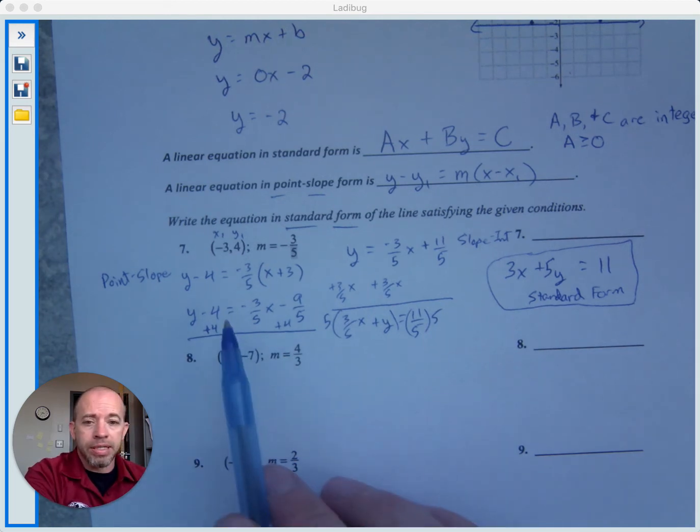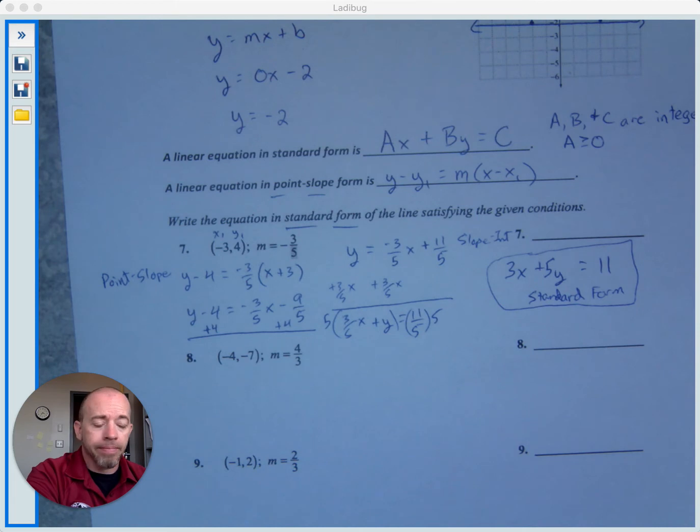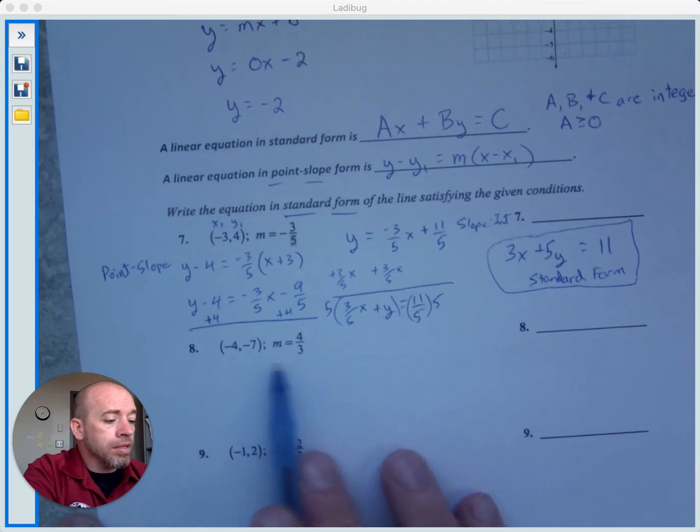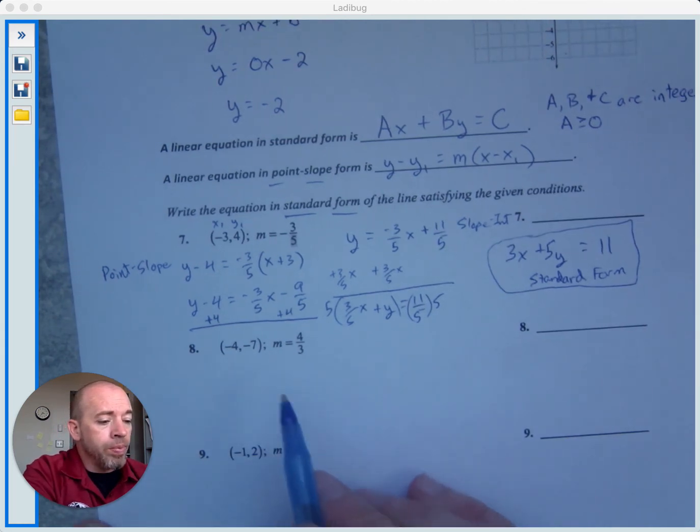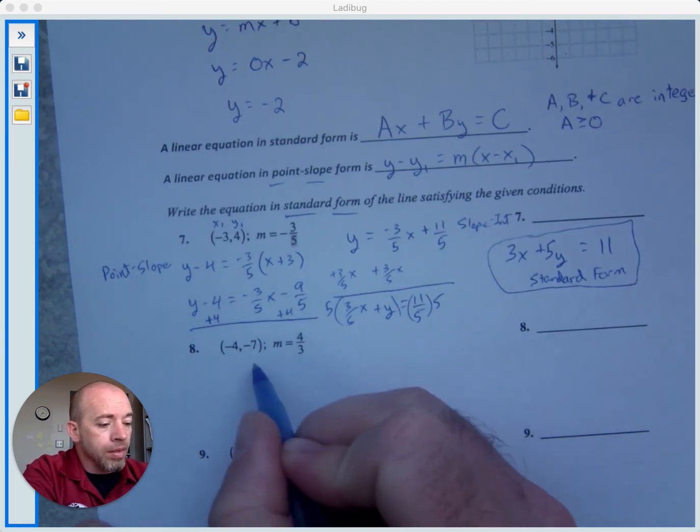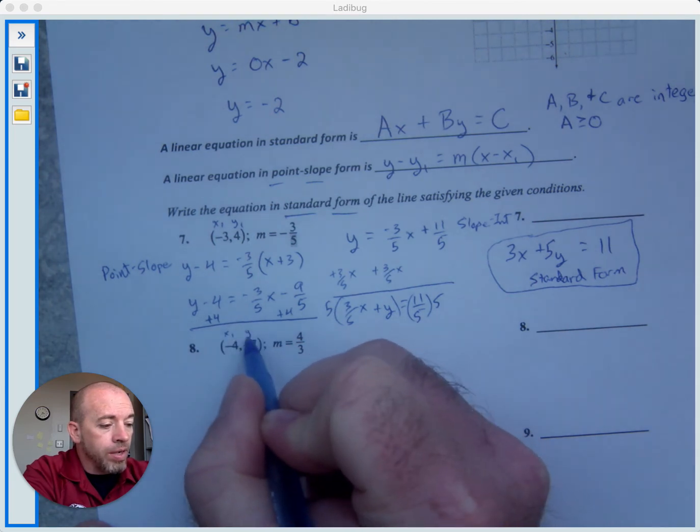Follow this process and see if you can do it, and then check to see if your work matches what I do. Alright, so let's look at this one. I'm going to start again with point-slope form. This again is my x1, this is my y1.